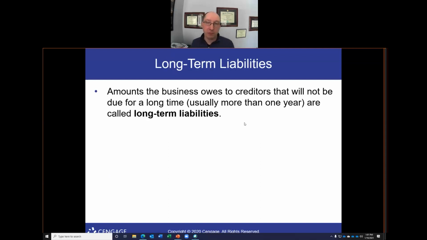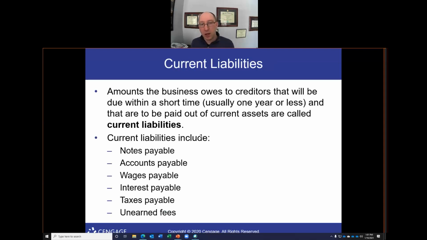Long-term liabilities are greater than 1 year. An example would be notes payable. Notes payable is a long-term liability. The current portion of notes payable is that portion of the long-term loan that is paid within 12 months.